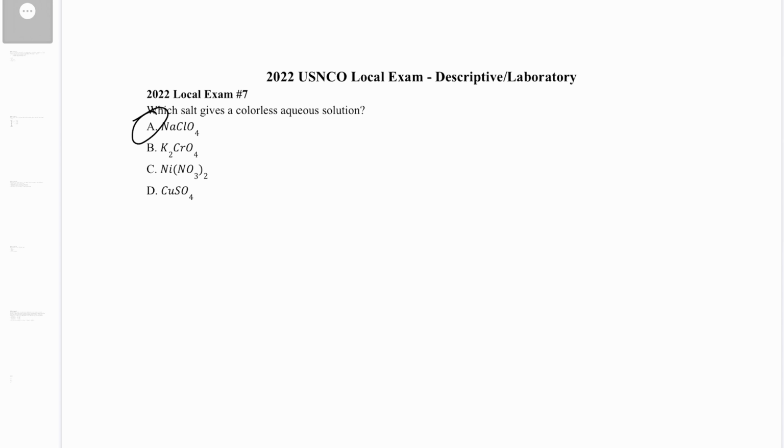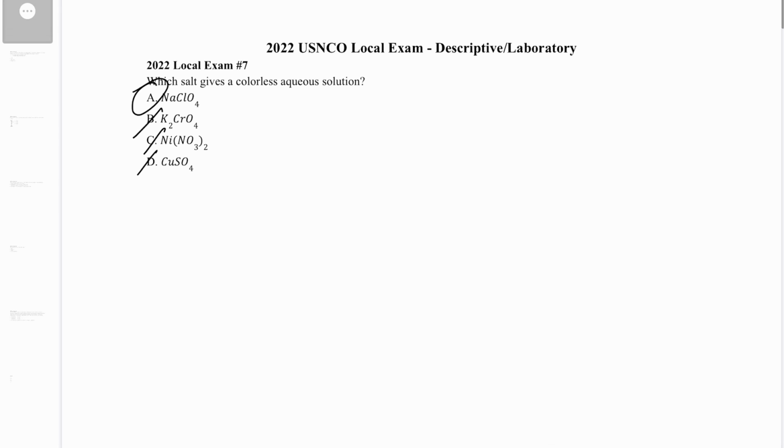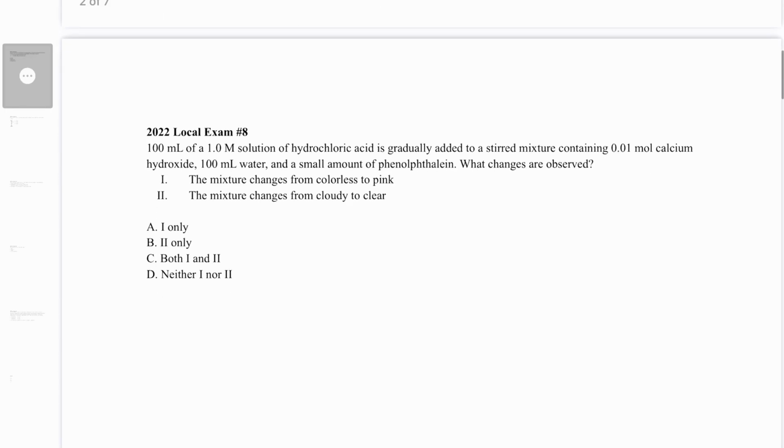B, we have potassium chromate. We have that chromium ion there, and specifically it's the chromium 6 plus, so this is going to be like an orange solution, so that can't be right. C, nickel nitrate. It has that nickel, so it's going to be kind of a green color, can't be C. And then D, we have copper sulfate. It has that copper, and that copper is going to make it like kind of light bluish. Yeah, this is just knowing your transition metal ion colors. Maybe memorize those. Okay, let's go to question 8.